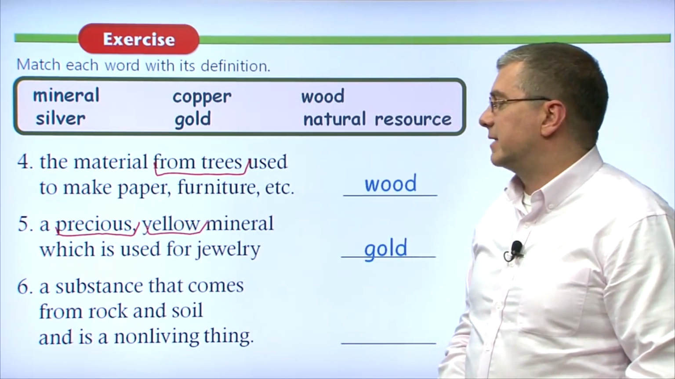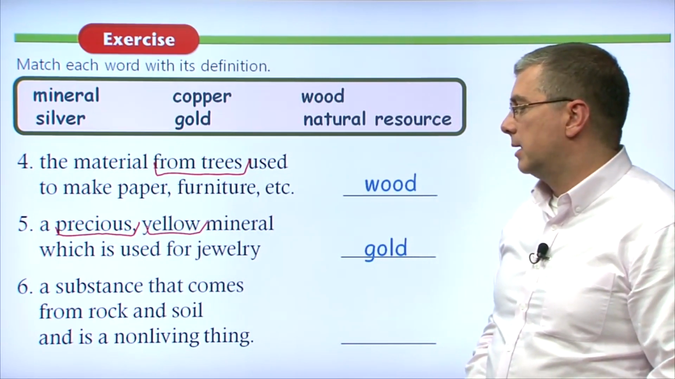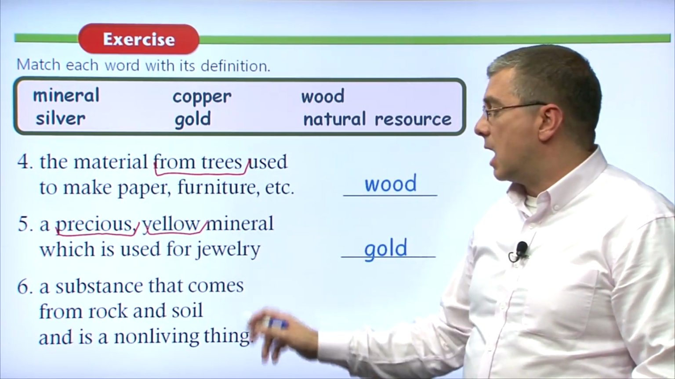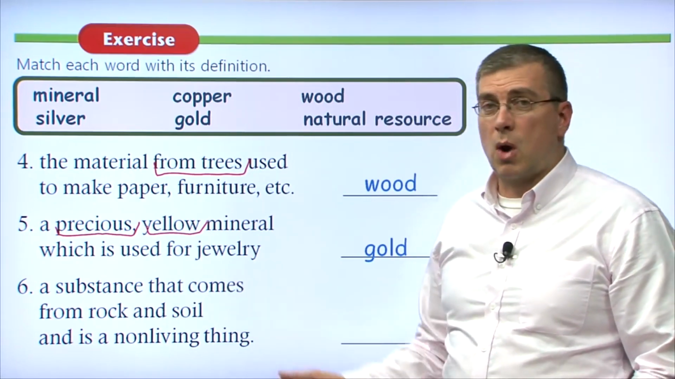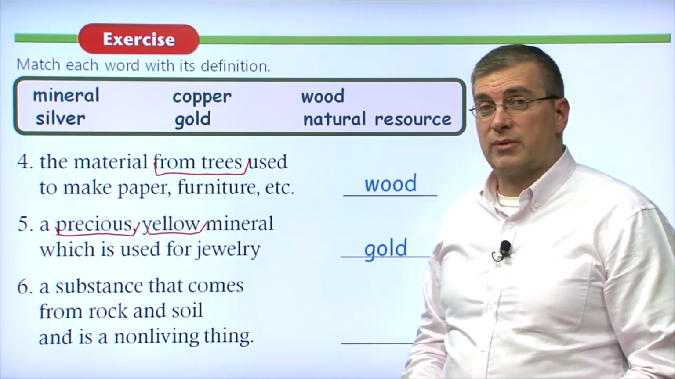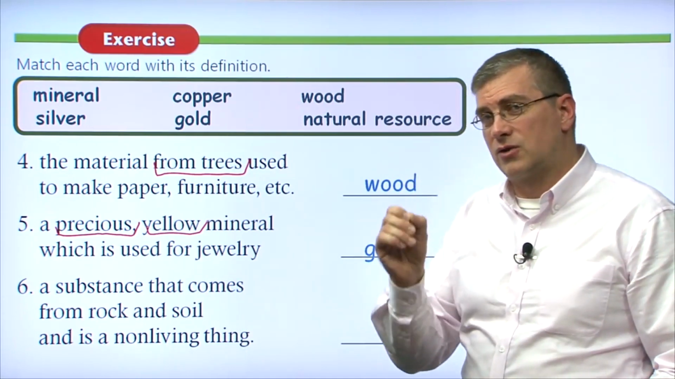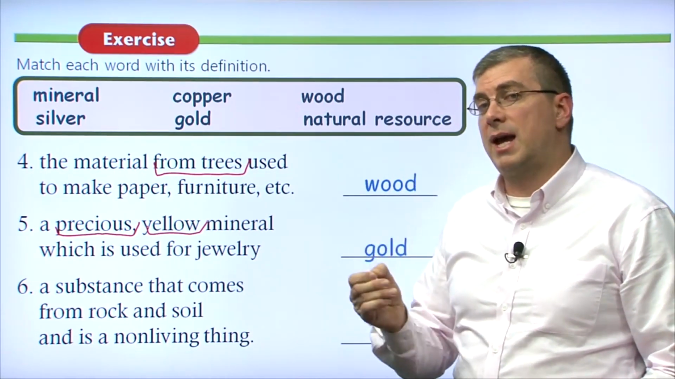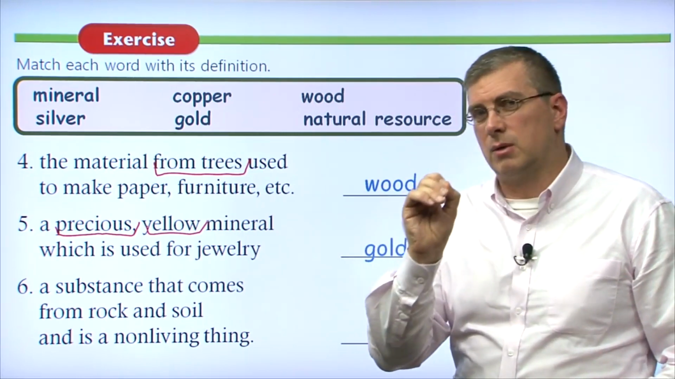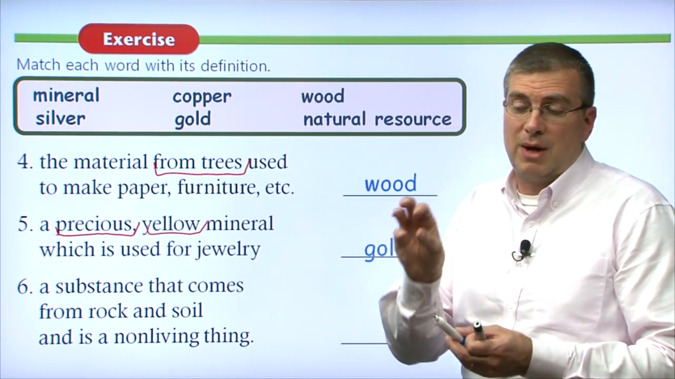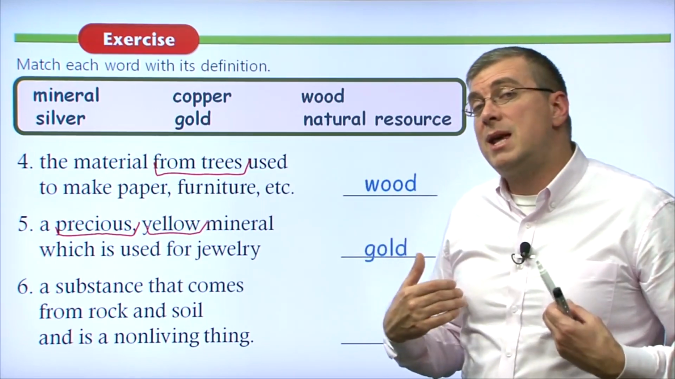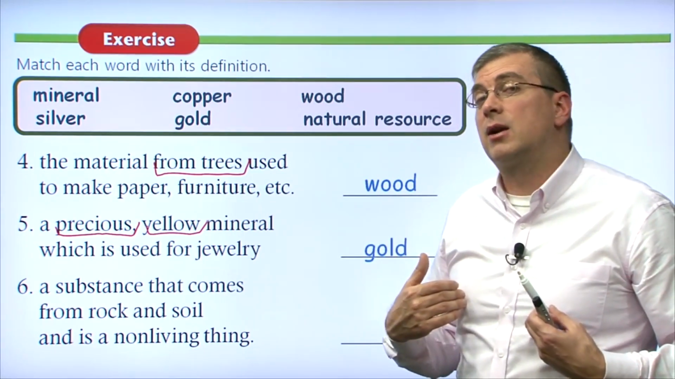6, a substance that comes from rock and soil and is a non-living thing. So some type of substance that comes from the rock, okay? And it also comes from the soil. There's little parts in the soil, actually. Minerals are also good for plants. Little minerals, not the ones that we saw in the video. A plant might be able to use it over time, but we also have minerals in our body, right?